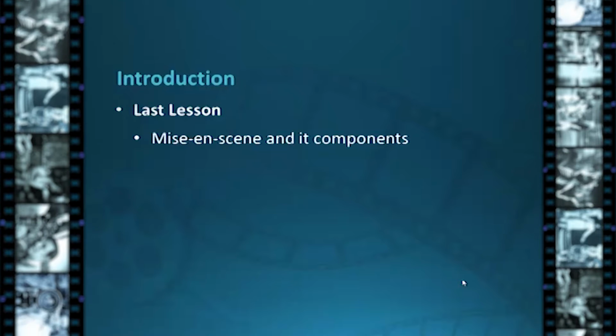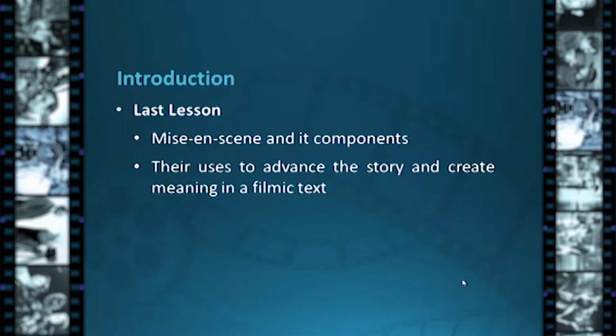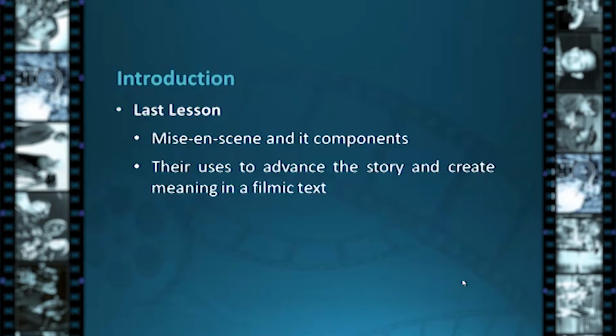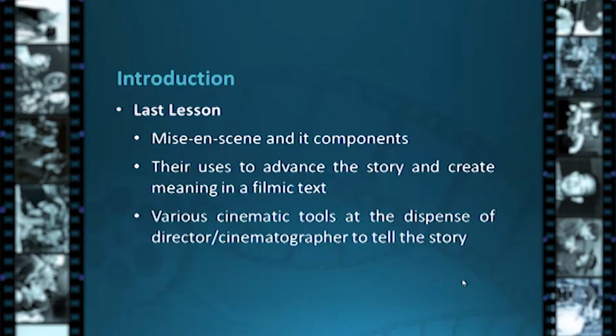Today we will be talking about some very important aspects of the language of cinema. But before we do that, let us take a quick recap of what we talked about in the last lesson. In the last lesson we talked about mise en scène, the various components that come under mise en scène and their uses, and how they are used to advance a story or to create meaning in any filmic text. We also talked about the various cinematic tools that are at the disposal of a director or a cinematographer to be able to tell a story or to create a narrative.